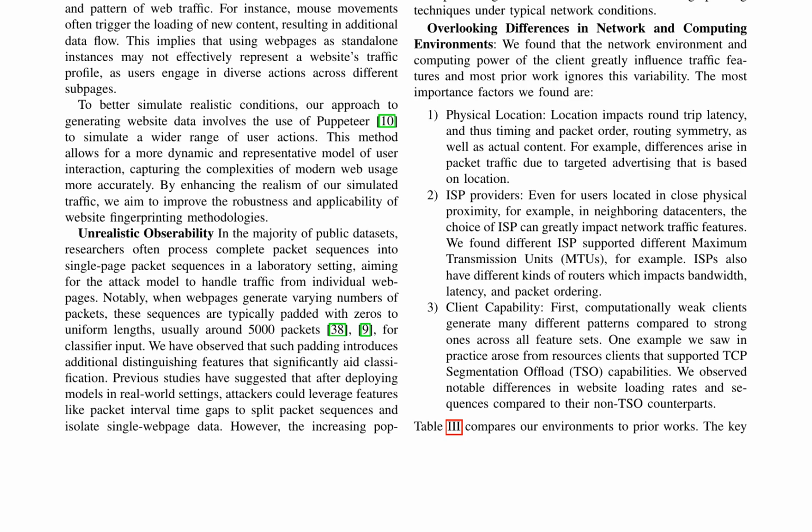Moreover, using page size as a feature can be misleading, as it can be artificially inflated by padding zeros. The importance of considering differences in network and computing environments is also highlighted, including physical location, ISP providers, and client capability, which can greatly influence traffic features.